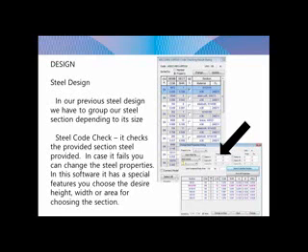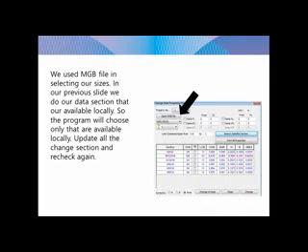It has a special feature. Choose the desired height, width, or area for choosing the section. We used an MGB file in selecting our sizes. In our previous slide, we did our data section that are available locally. So the program will choose only those that are available locally, update all the failed sections, and recheck again.